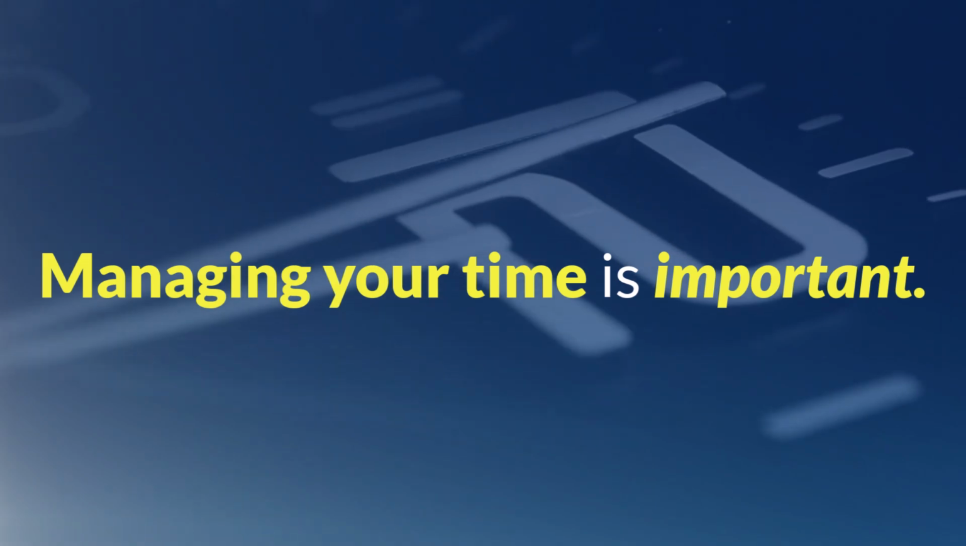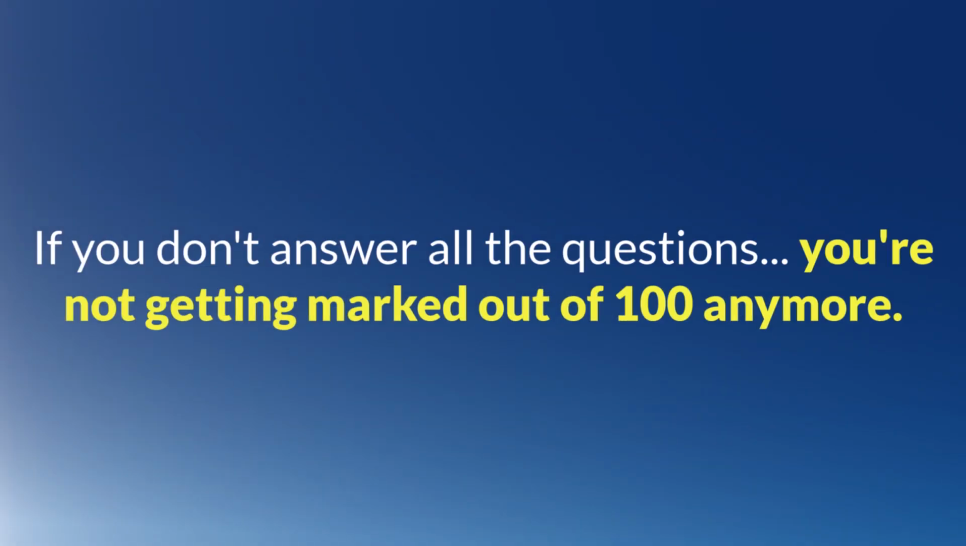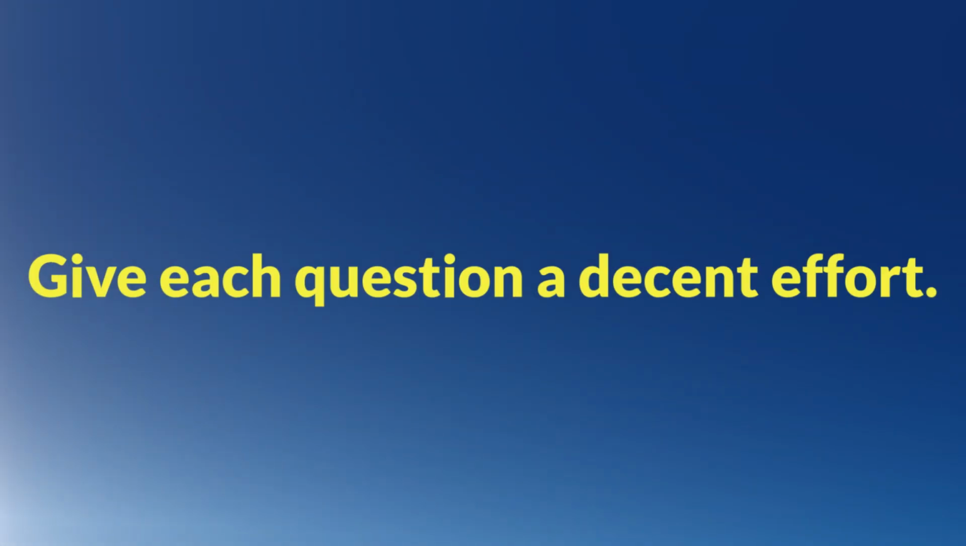I do regularly see people who failed and then complain that they failed, and when you have a chat with them about it, you find out they didn't answer 2 of the questions because they ran out of time. Well, if you don't answer all of the questions, you're not being marked out of 100 anymore. You're being marked out of something else. And you still have to get 45 marks. So we have to answer all of the questions and give each one of them a decent shot, a decent effort. So how do we work out how much time to give each question?